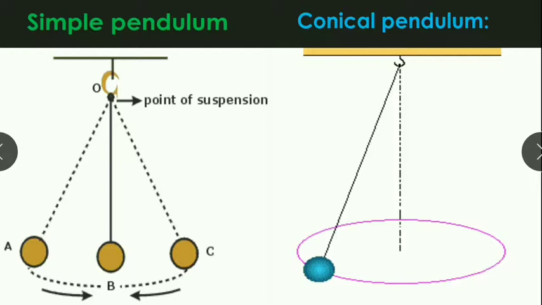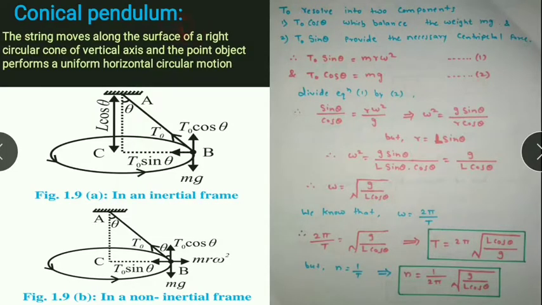The basic difference between simple pendulum and conical pendulum is that in simple pendulum, the object moves along a vertical arc, while in conical pendulum, the string moves along the surface of a right circular cone of vertical axis and the object performs a horizontal circular motion. So let's study conical pendulum. The string moves along the surface of a right circular cone of vertical axis and the point object performs a uniform horizontal circular motion.